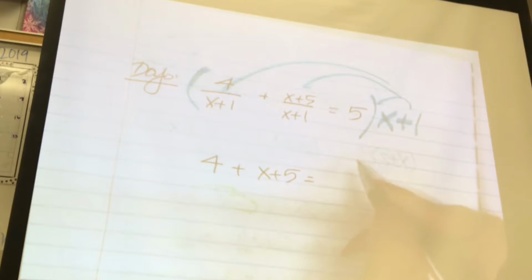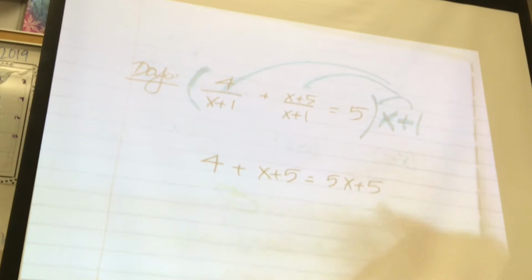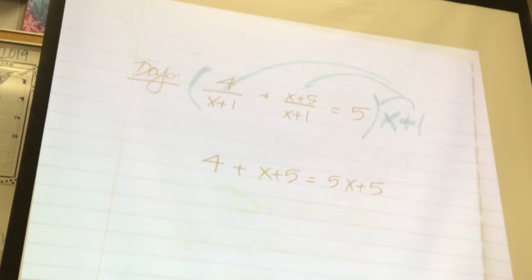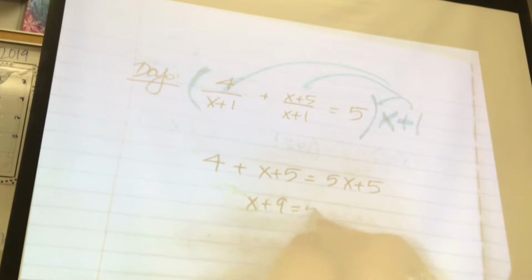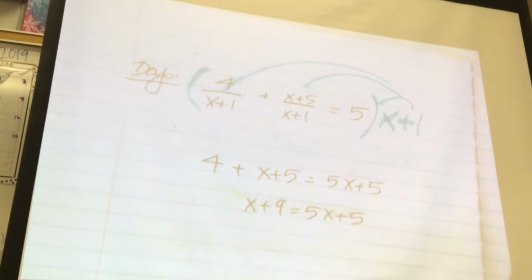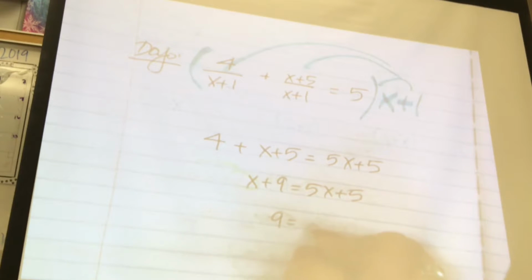Angela, what do you get on this side? 5x plus 5. All right. Heidi, what do you get on the left hand side now? x plus 9. x plus 9 equals 5x plus 5. Destiny? Subtract x. You get 9 equals 4x plus 5.